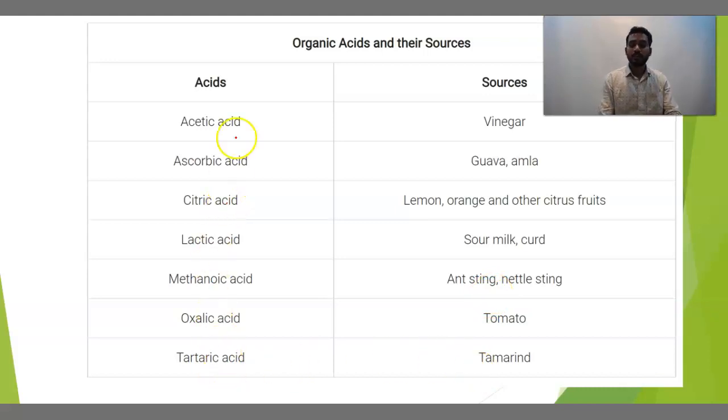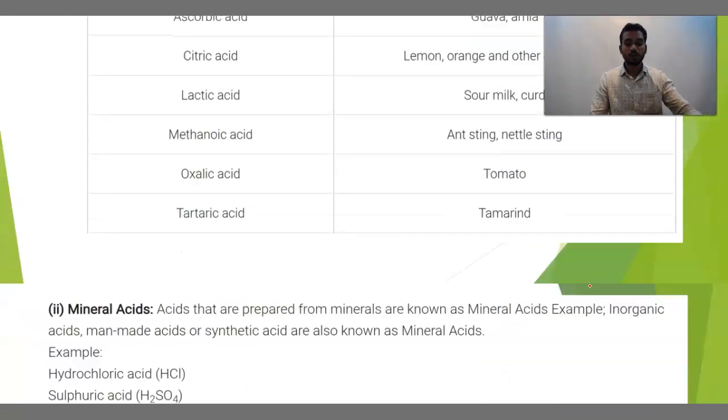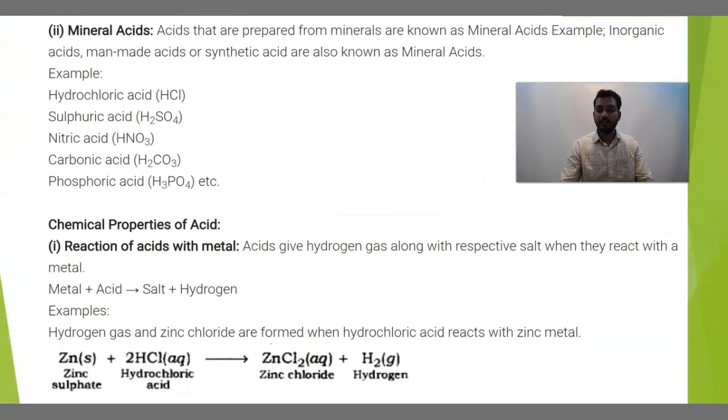Citric acid, acetic acid, almost every acid is important. So please remember from where we are going to obtain each of them. You should remember. Again I am repeating, this table is very, very, very important. You should not miss that table, right? Okay. Next, coming back to mineral acids.